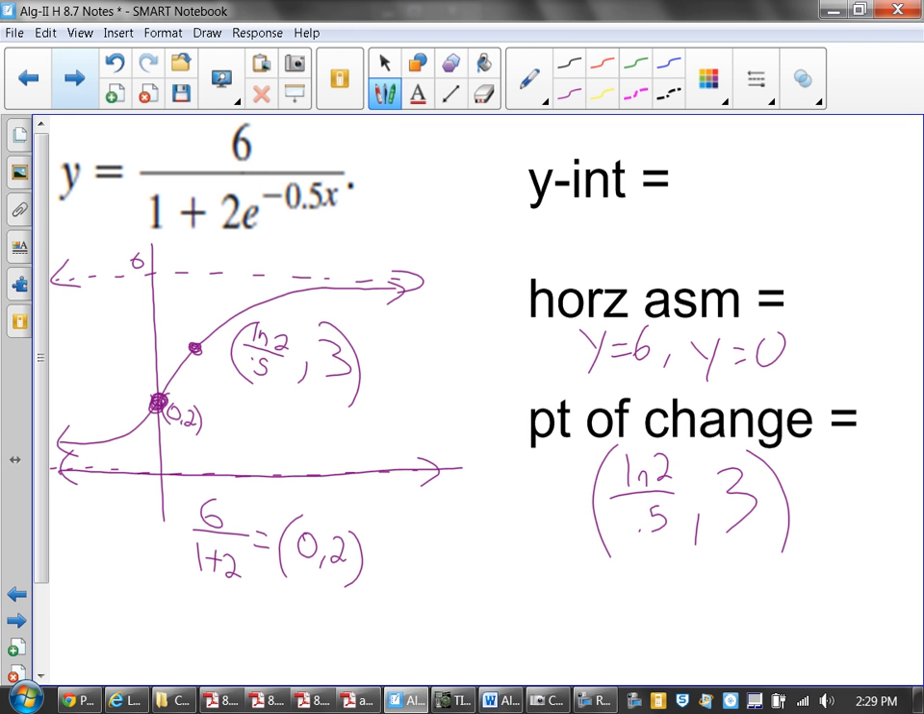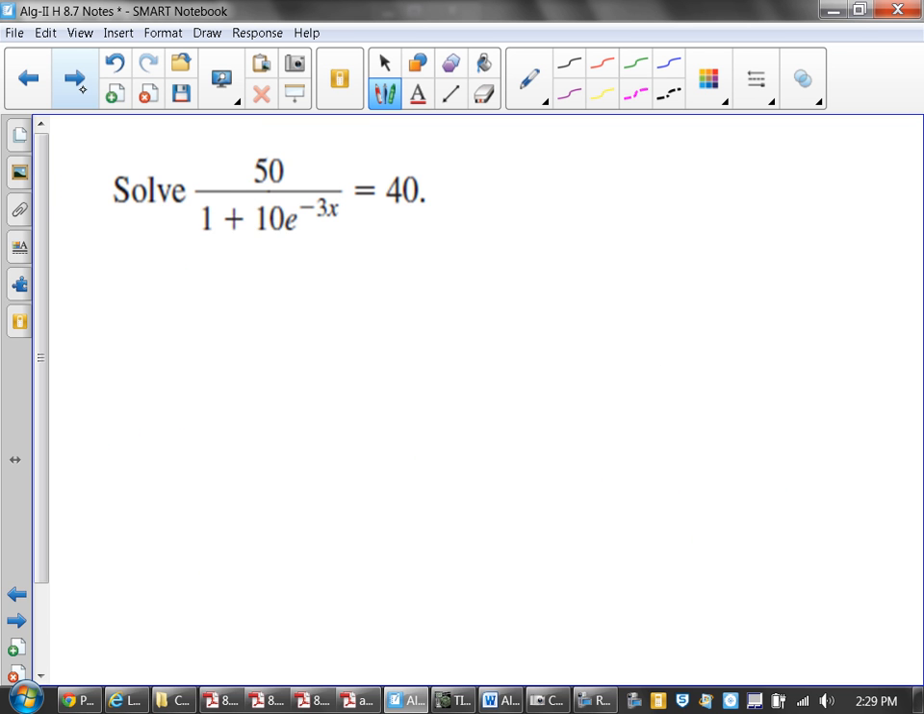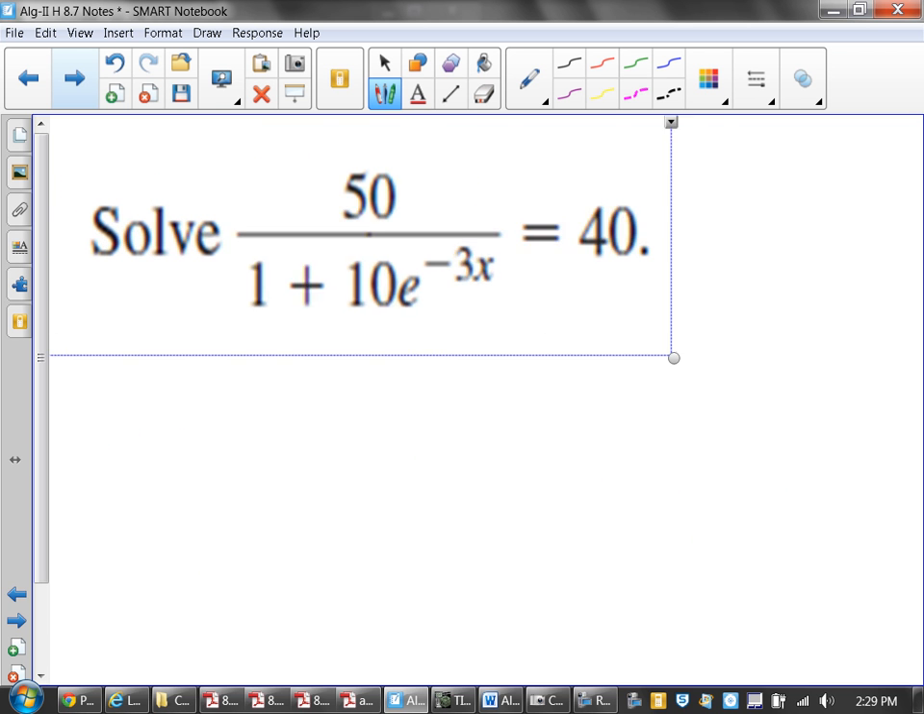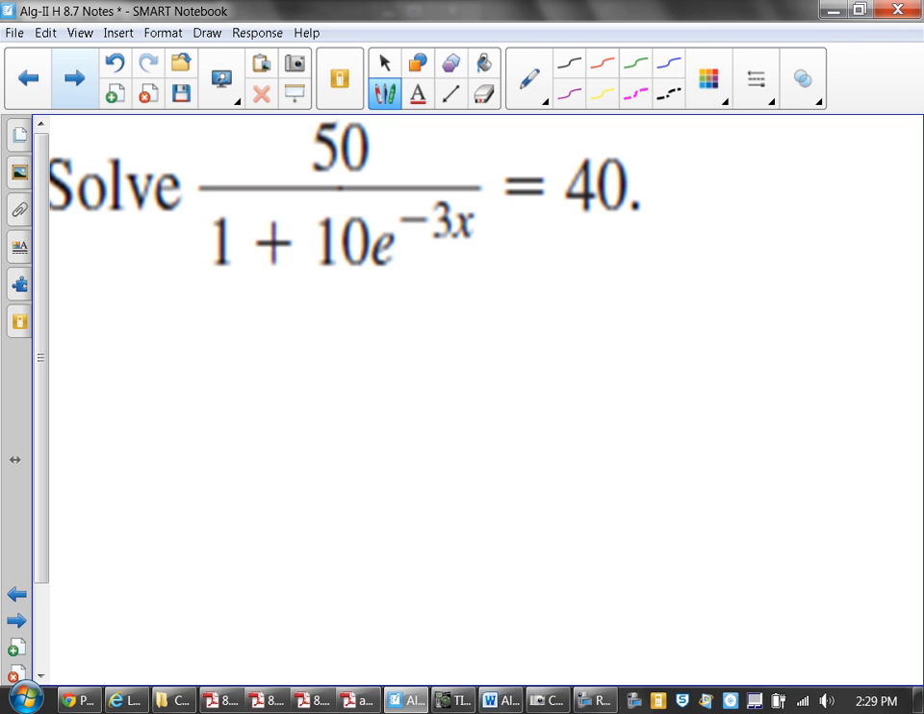Nope, really isn't. Now let me throw the worst thing of today at you. Solve for x. Multiply both sides by 1 plus 10.